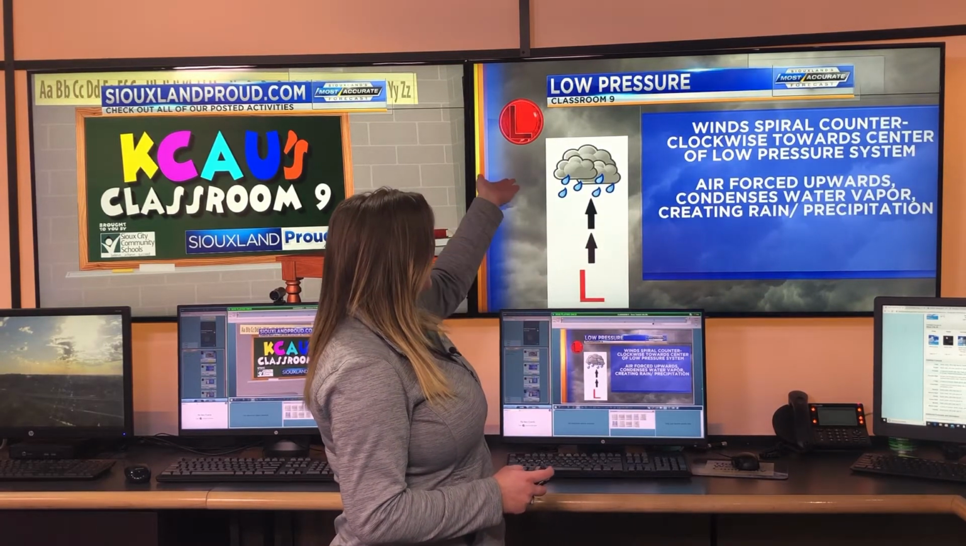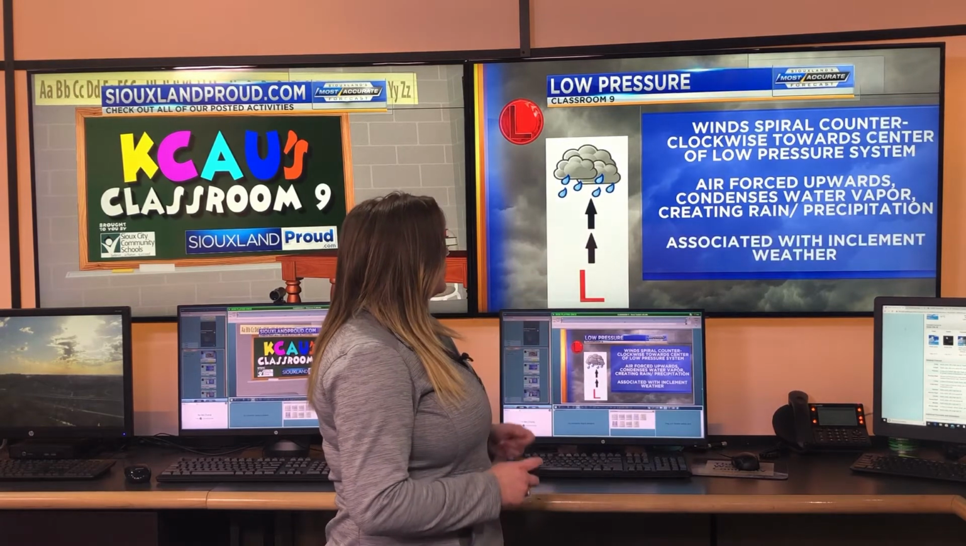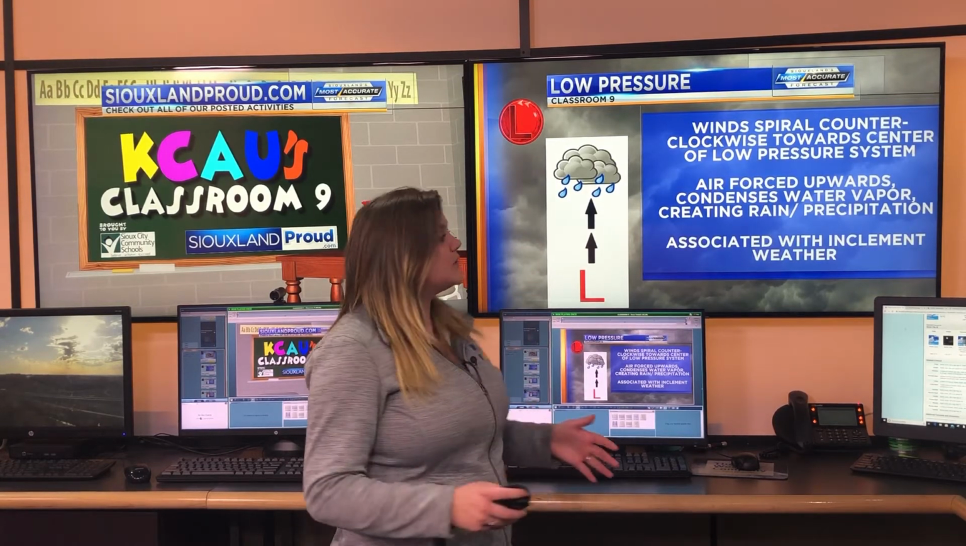Now, I mentioned with high pressure, you have evaporation process, but with low pressure, you have air that's forced upwards, and that condenses water vapor in the air, and eventually you get some sort of precipitation, whether that be rain or snow. And with that, low pressure systems are typically associated with inclement weather. Now, that could be just some showers, it could be some snow showers in the winter, or it could be as much as some thunderstorms in the area.